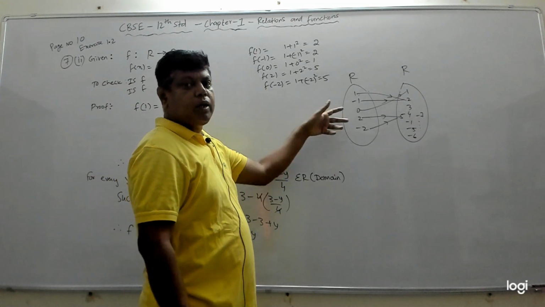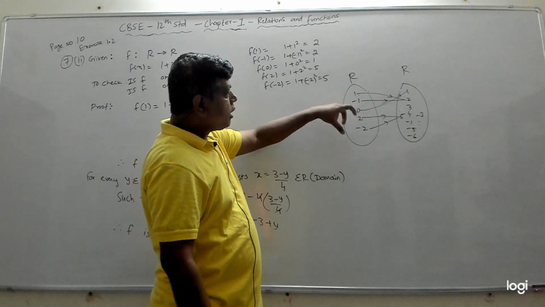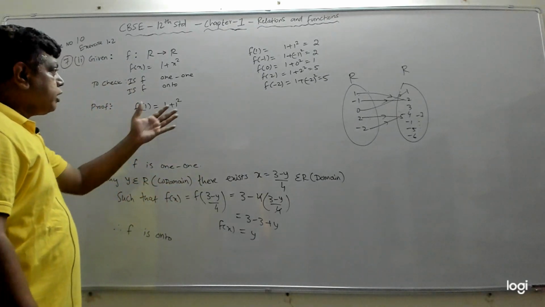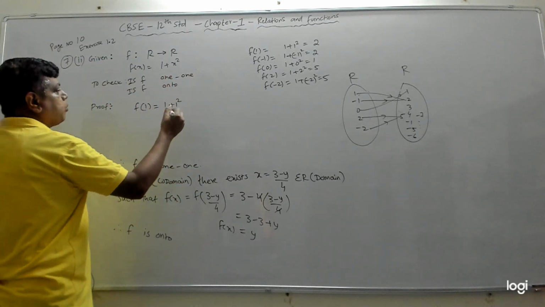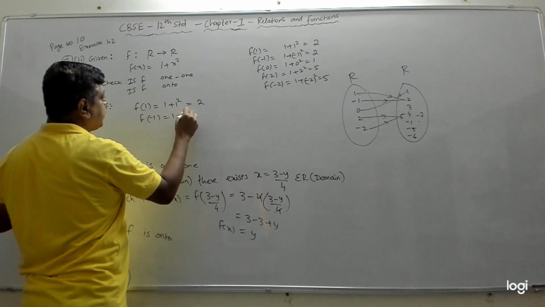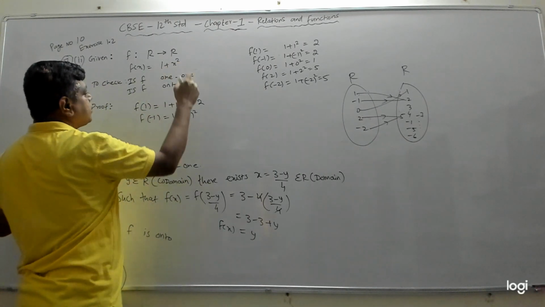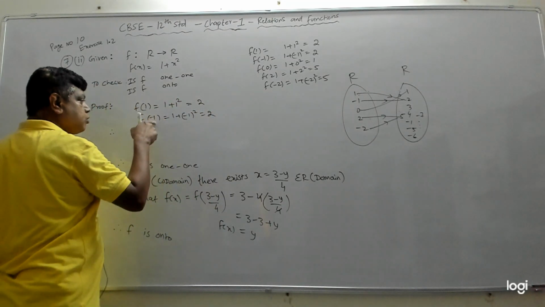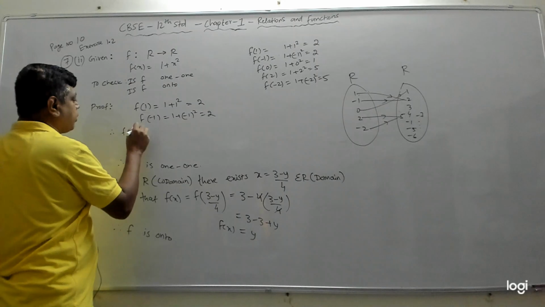Looking at the arrow diagram, if you see two elements going to one element, then clearly it is not 1-to-1. You can use those two elements to prove it. So f of -1 will give 1 plus -1 the whole square, because f of x is 1 plus x square. Therefore 1 goes to 2, -1 also goes to 2. Therefore f is not 1-to-1.